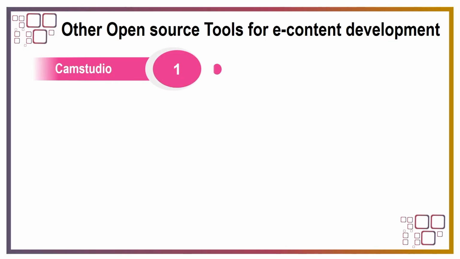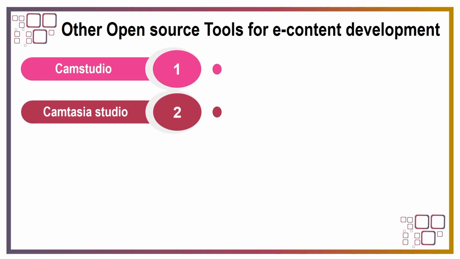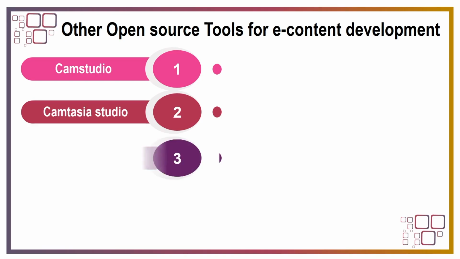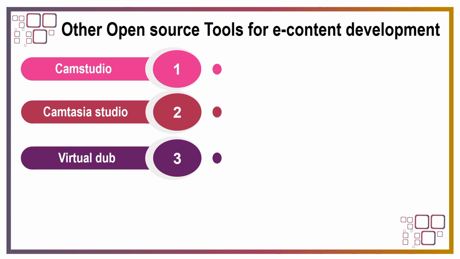I have listed here the other open source tools for e-content development, which include CamStudio and Camtasia Studio. CamStudio and Camtasia Studio are required for screen recording. If you turn on CamStudio or Camtasia Studio, and you are doing something on your desktop, everything will be screen recorded, and finally it will be given as a WAV file or AVI file, then you can use it as e-content. VirtualDub is also one software.